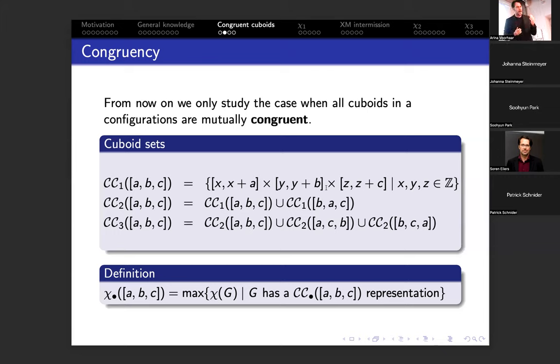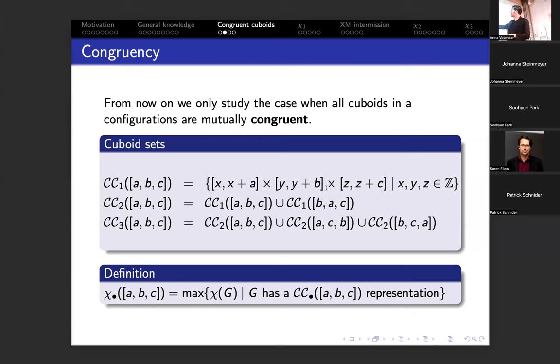So what I have in mind is that I only look at configurations where all the cuboids have the same form, but I'm very willing to change that form. So I want to look at the general setup with the same cuboid. And now I'm going to look at three different kinds of classes. What I'm calling congruent cuboid one is all the cuboids that you get by taking one size and then translating these around.